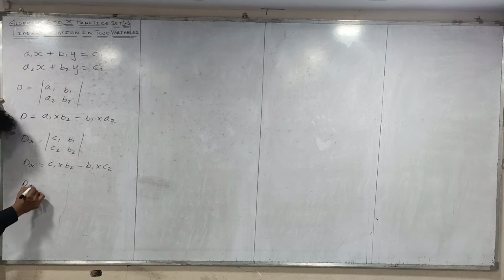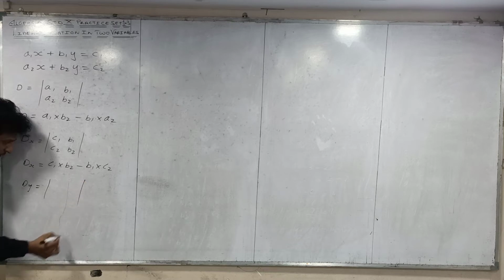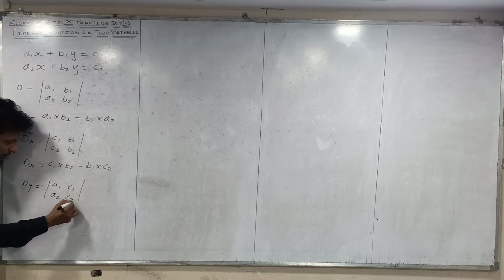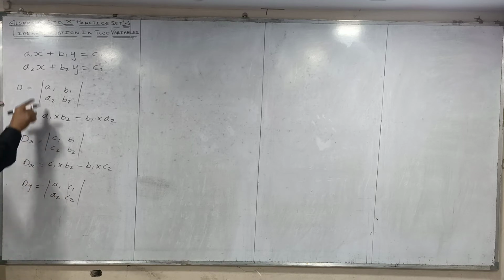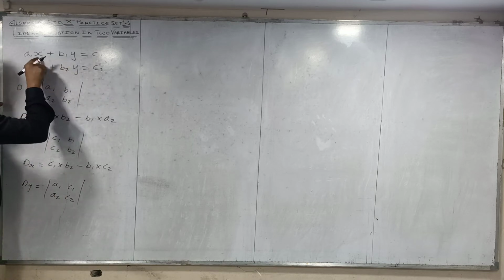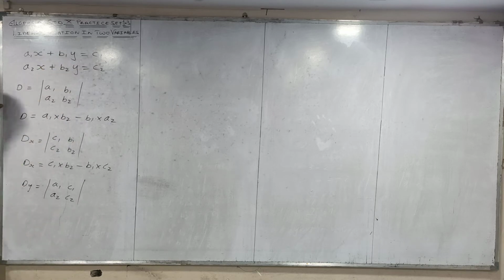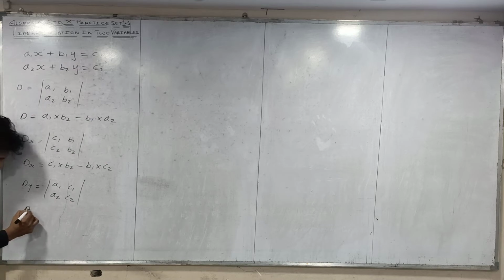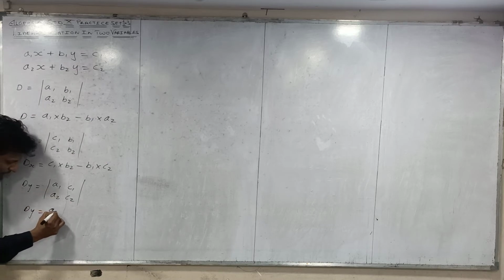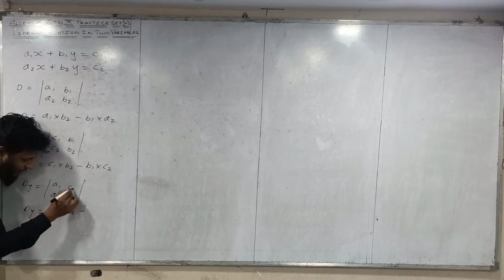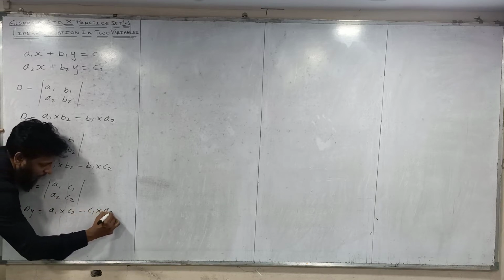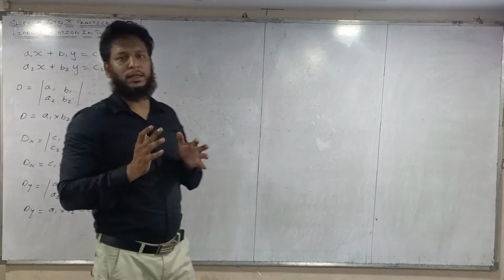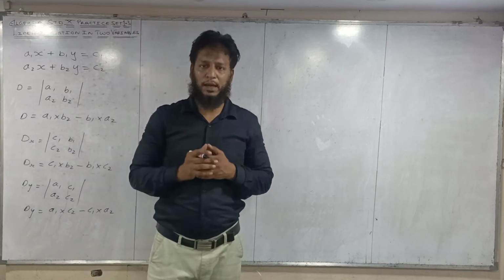When you find determinant y, take a1 a2 c1 c2, the values of x and c. If you are finding y, don't take the values of y. So the formula is a1 a2 c1 c2, then the same type of multiplication: a1 multiplied by c2, put a minus sign, c1 multiplied by a2. This is the formula to solve linear equations in two variables by Cramer's rule.